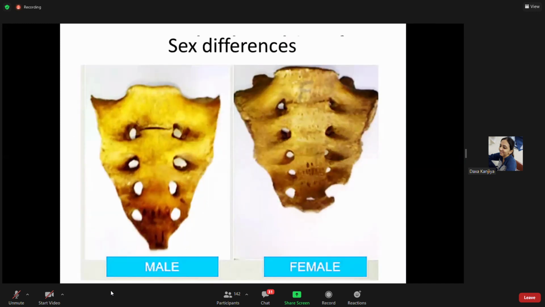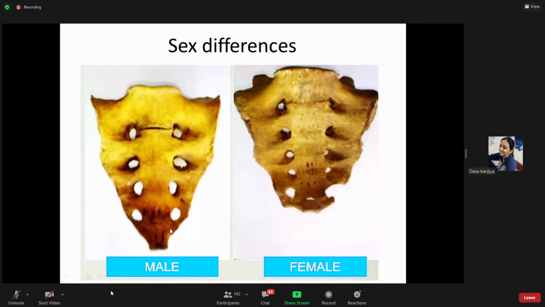Now the differences between the male and female sacrum. See, this is asked in the exam: whether the sacrum given to you is of a male or a female. So you have to remember the differences.